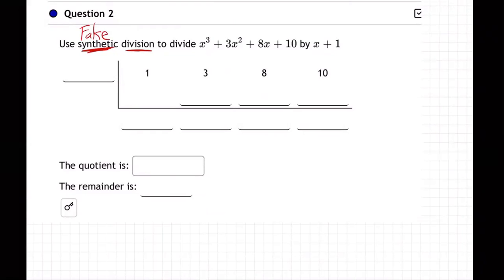So basically, the idea is it's a different kind of division. So we're going to do division on this problem, synthetic division. We're not going to do long division because that's such a pain.